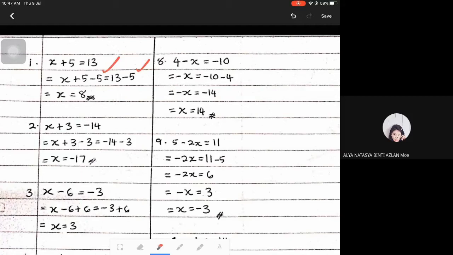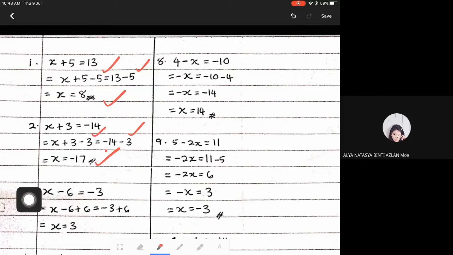Number 2. Also equality concept. She minus 3 on the left side and she minus 3 also on the right side. So she get x equals to negative 14 minus 3 equals to negative 17. Okay, number 3.